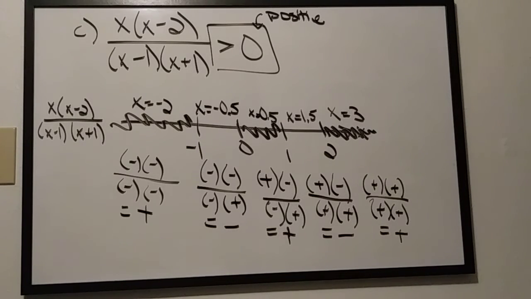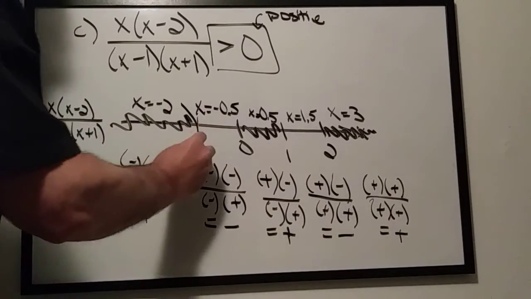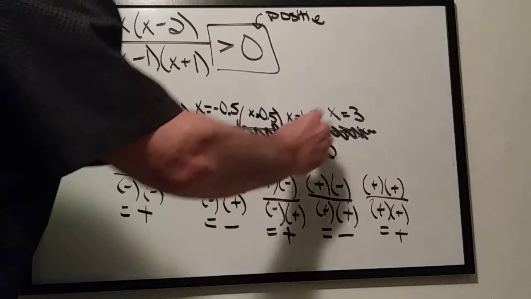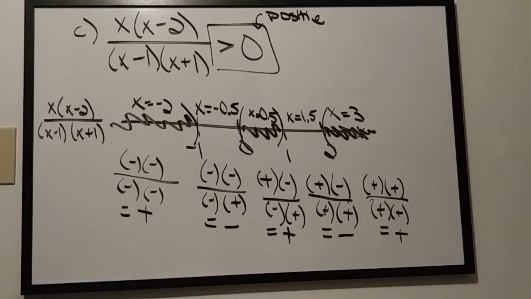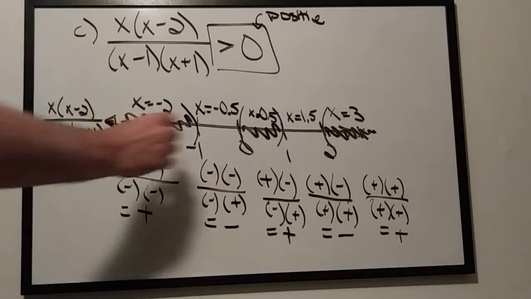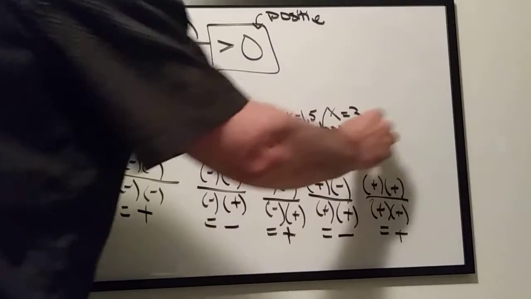Now we have to once again look at each one of these endpoints and ask whether we want to include those endpoints. Because we have a strict inequality here, we are not going to include any of these endpoints. So we're going to have parentheses here, parenthesis, parenthesis, parenthesis, and then we're going to go to the left and to the right forever on each one of those.